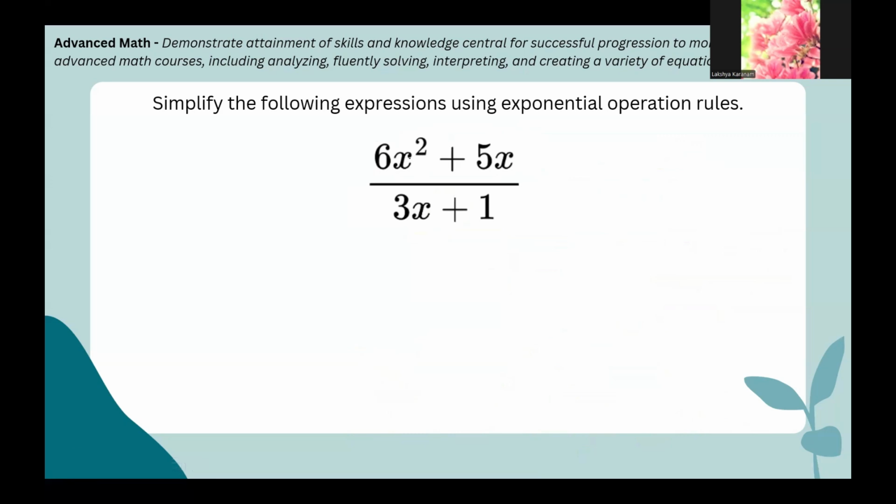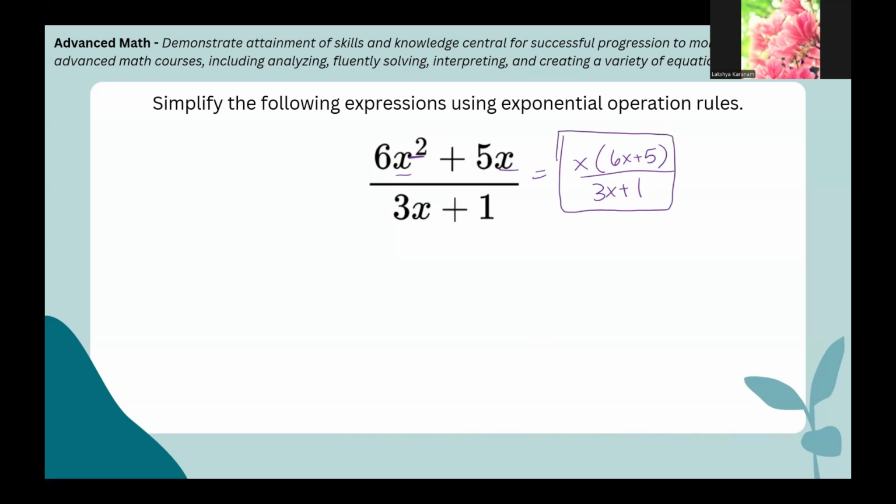So again, we have a quadratic. I want to factor as much as possible. In this case, it's not traditional factoring, but I do identify that I can pull out an x from here. So when I do that, I get 6x plus 5. And then in the denominator, there's not much we can do. It's 3x plus 1. There's nothing really that I can pull out, or no other changes that I can really make. So this is basically as simplified as it's going to get. There's nothing I can cancel, nothing more I can factor.